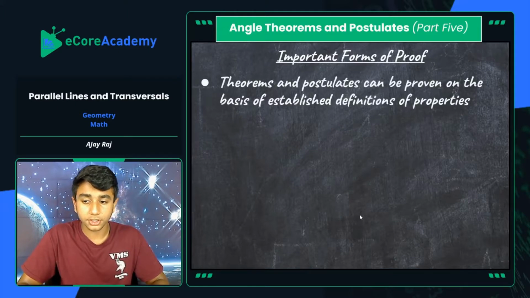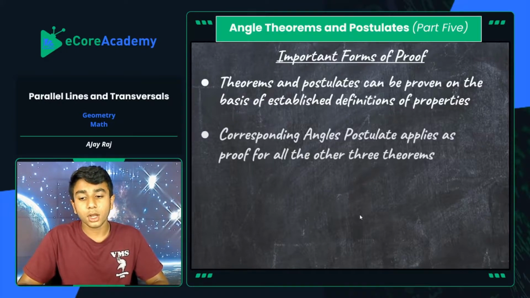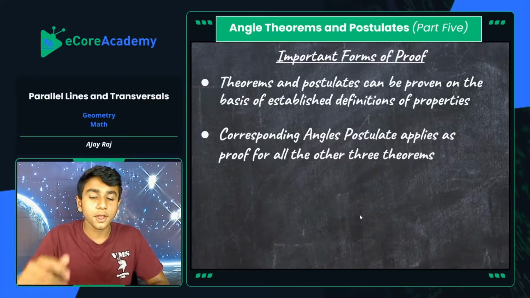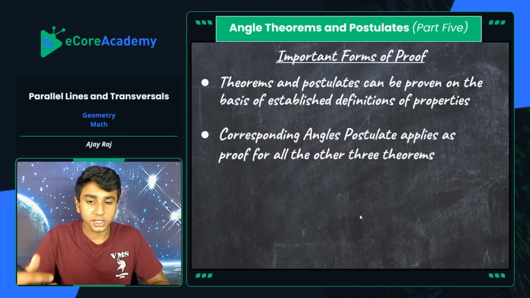So theorems and postulates can be proven on the basis of established definitions of properties, and those properties are given by the laws of geometry. So the corresponding angles postulate applies as proof for all other 3 theorems. That's because the corresponding angle postulate actually involves relativity, and it starts the relativity between angles to create corresponding angle relationships amongst all other angle pairs. So you can use that as proof for all other theorems and postulates that I showed you today.